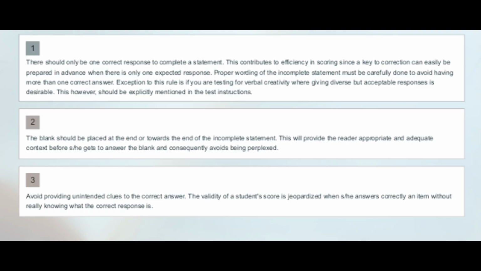Number 2. The blank should be placed at the end or towards the end of the incomplete statement. This will provide the reader appropriate and adequate context before she gets to answer the blank and consequently avoids being perplexed. And lastly, avoid providing unintended clues to the correct answer. The validity of a student's score is jeopardized when she answers correctly an item without really knowing what the correct response is.